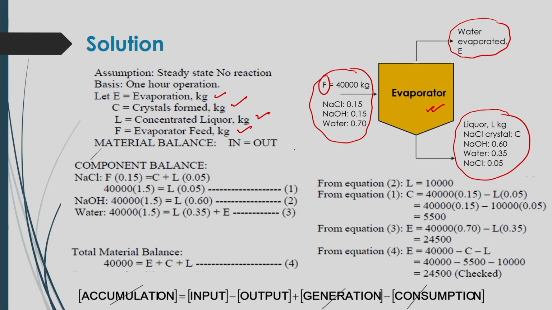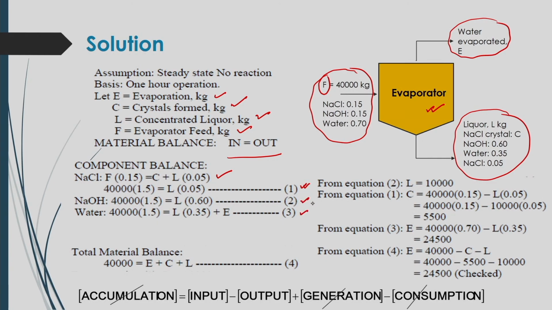So based on that material balance, since there is no reaction, we can omit the generation and consumption terms. Also since it is a steady state operation, we can omit the accumulation term. So simply we can write input equals output. Now if you do the component material balance for sodium chloride, we can write this equation, and finally substituting the values of F and C, we have equation number 1, and similarly for the sodium hydroxide balance you have equation number 2.